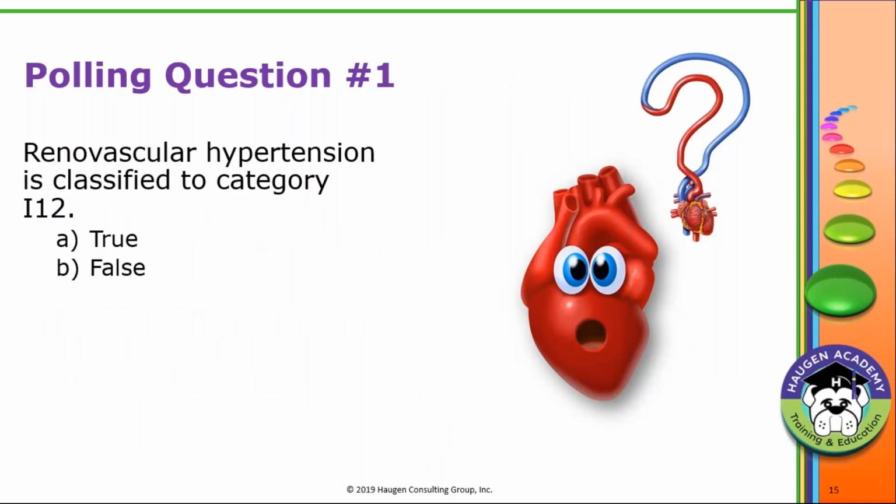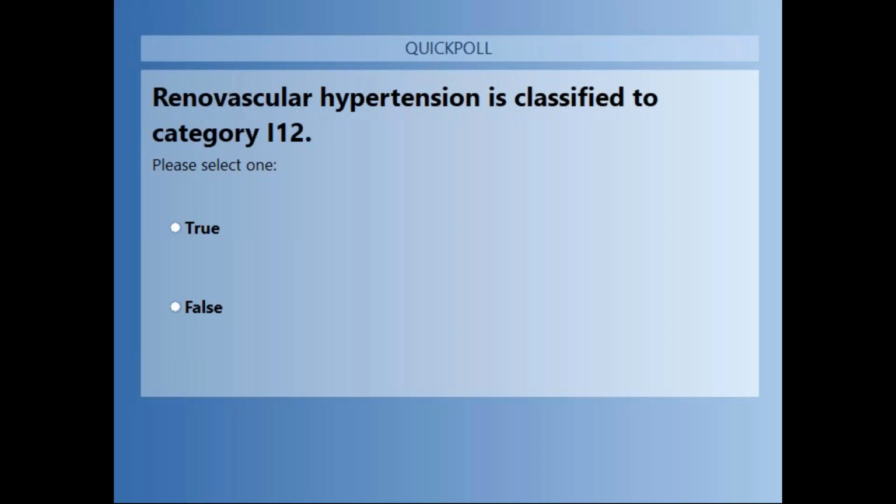Miss Kathy. Thanks, Christy. Okay, I just opened the poll. So here's the question, and this is what we want to know from you. Renal vascular hypertension is classified to category I12. Is that true or false? Christy was just talking about this on the previous slide. Renal vascular hypertension is classified to category I12. Do you think that's a true statement or a false statement?